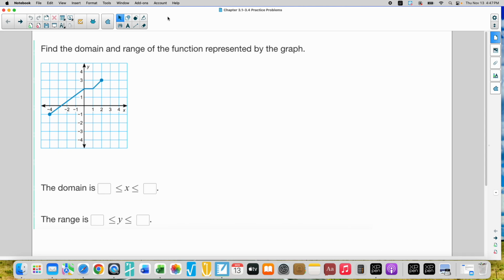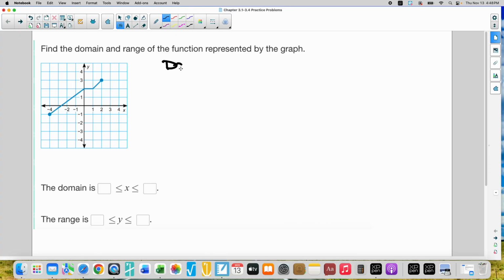Here are extra problems that you can use to prepare for the assessment on Monday. We're going to go through sections 3.1 through 3.4. A lot of these questions are coming from the Big Ideas Skills Trainer, so these look similar to it. It says find the domain and range.